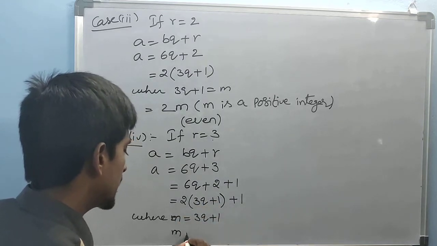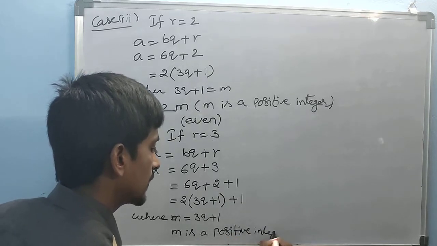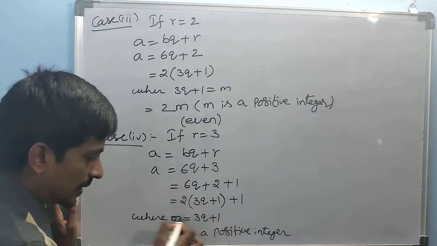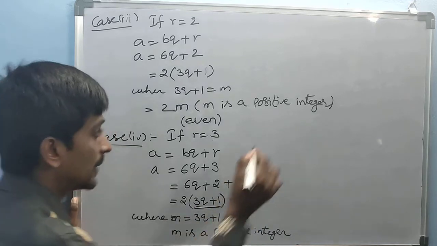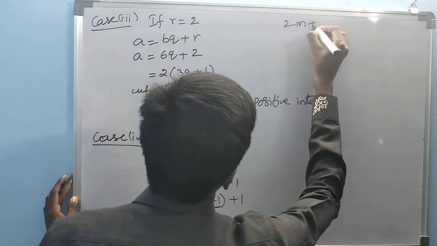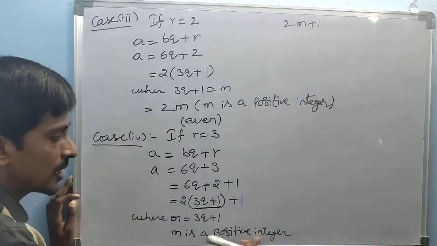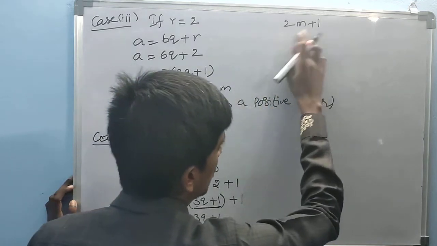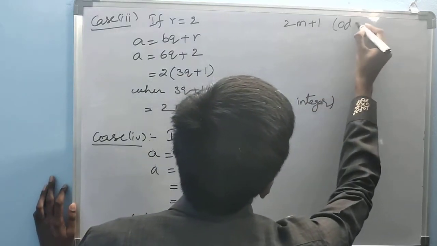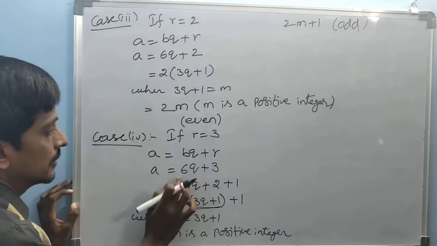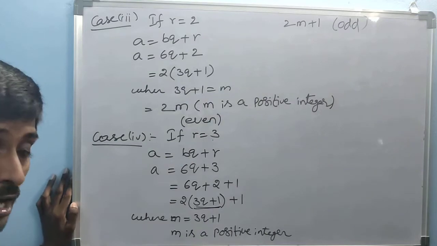So m is a positive integer. So 3q plus 1 equals m. 2 into something plus 1, that is 2m plus 1, where m is a positive integer. This is the general form of an odd number. So 6q plus 3 is an odd number.